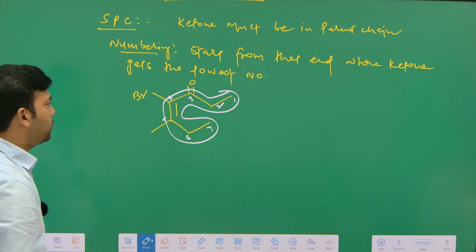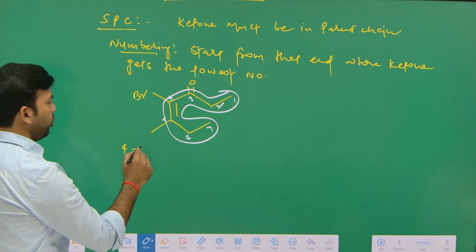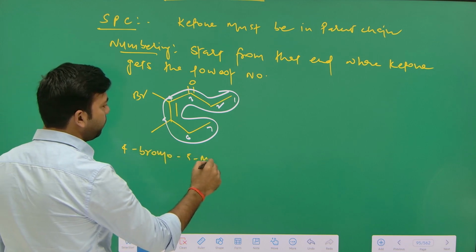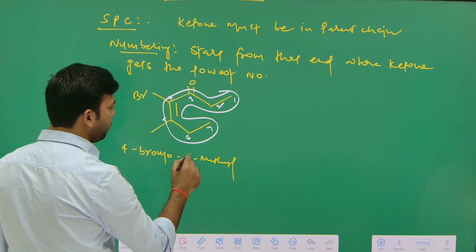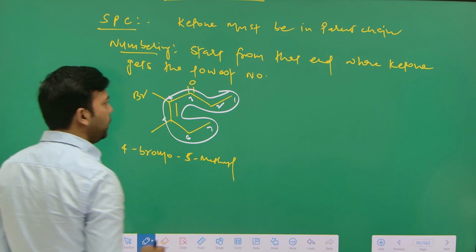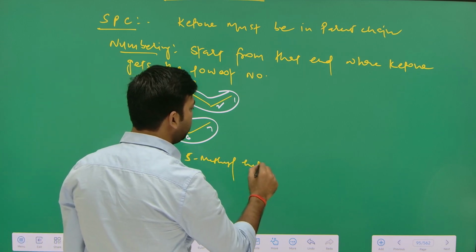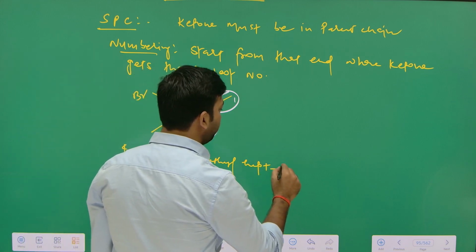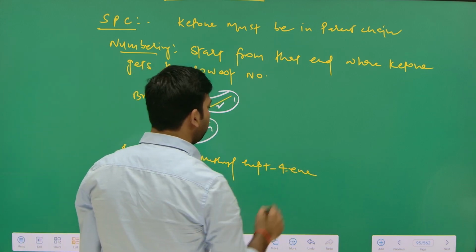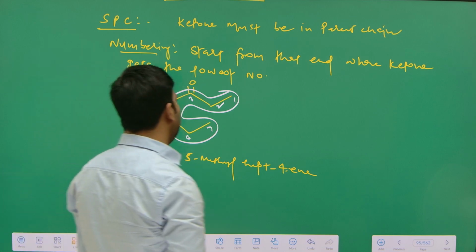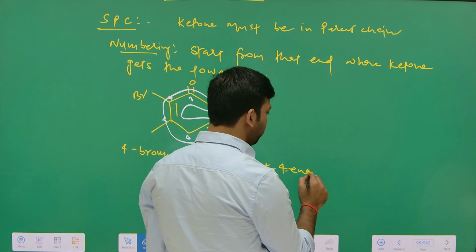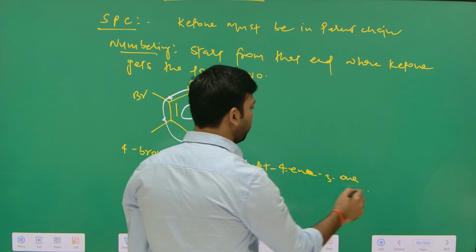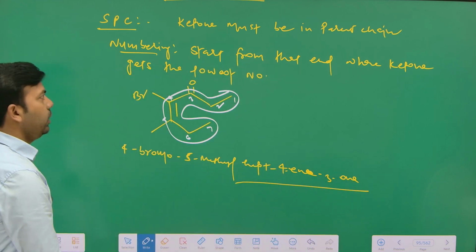So name the substituents in alphabetical order. So 4-bromo, B comes first. Then 5-methyl, and then hept, and after that 4-ene, and then 3-one. 3-one, so just remove this E. 3-one. Okay.